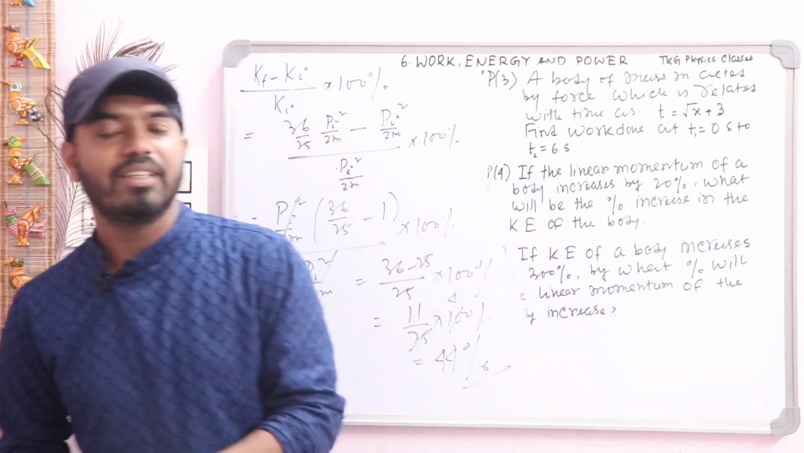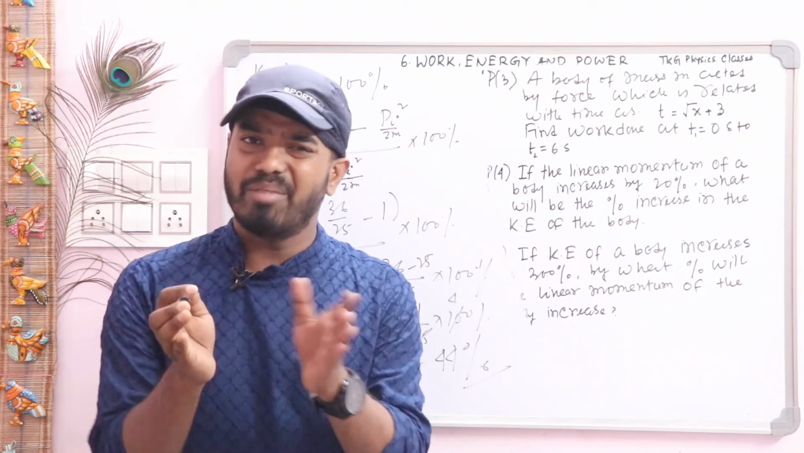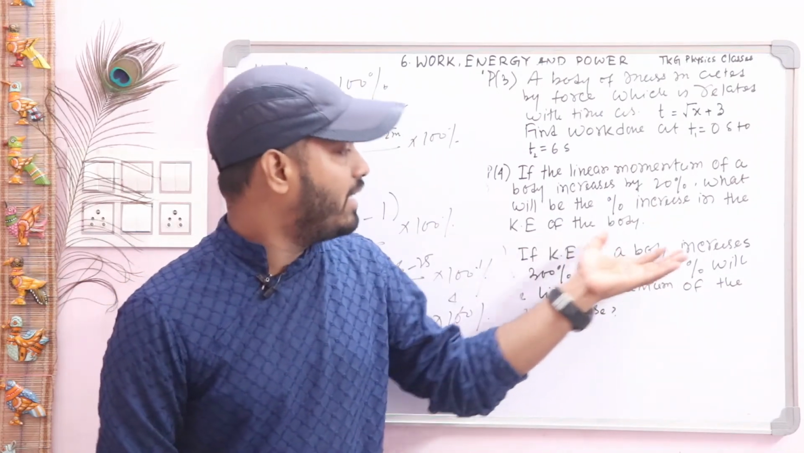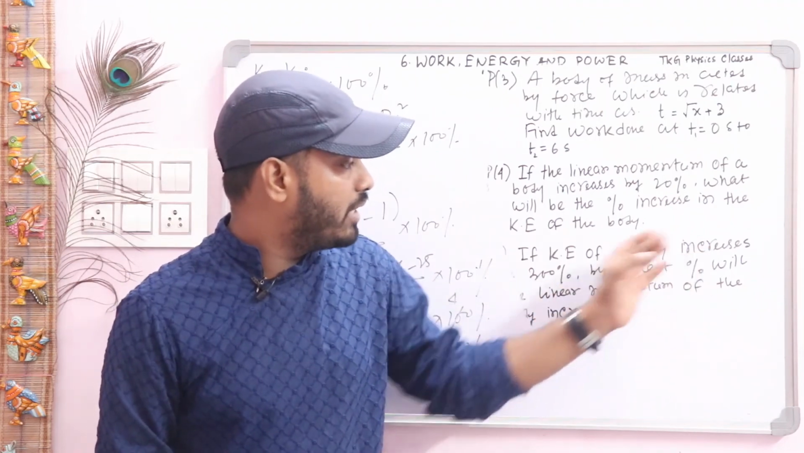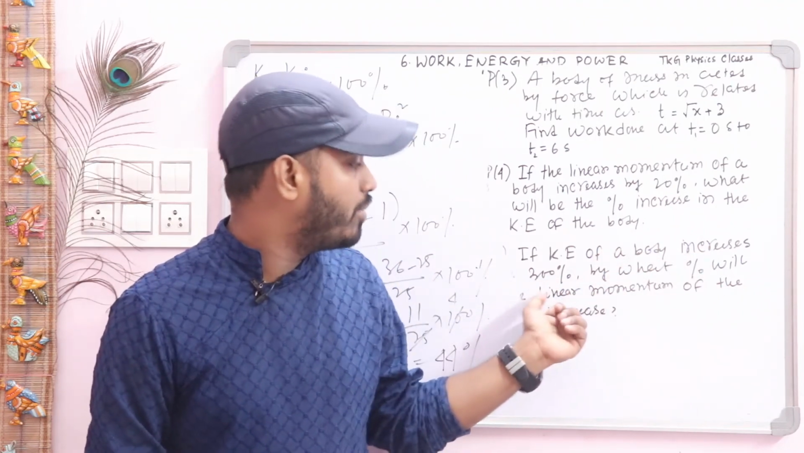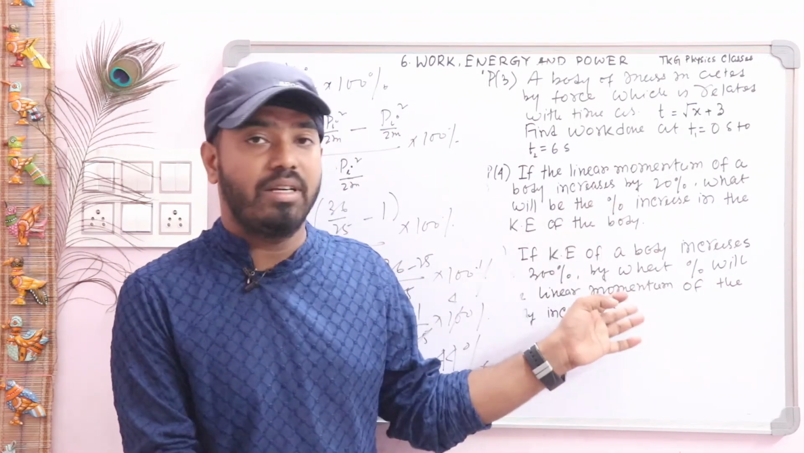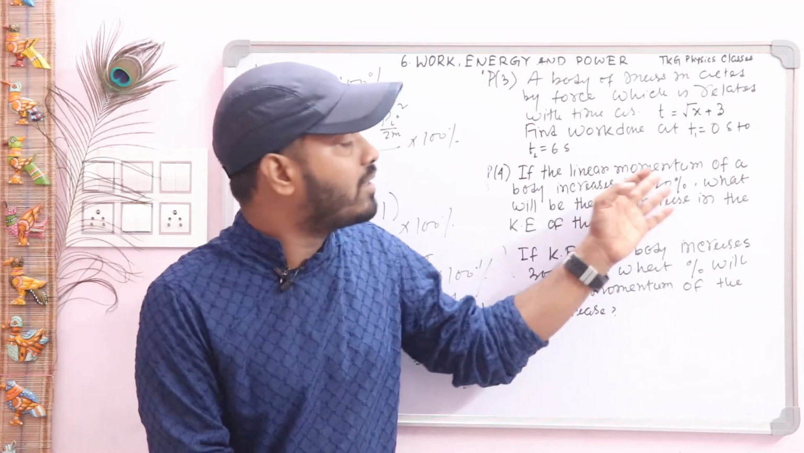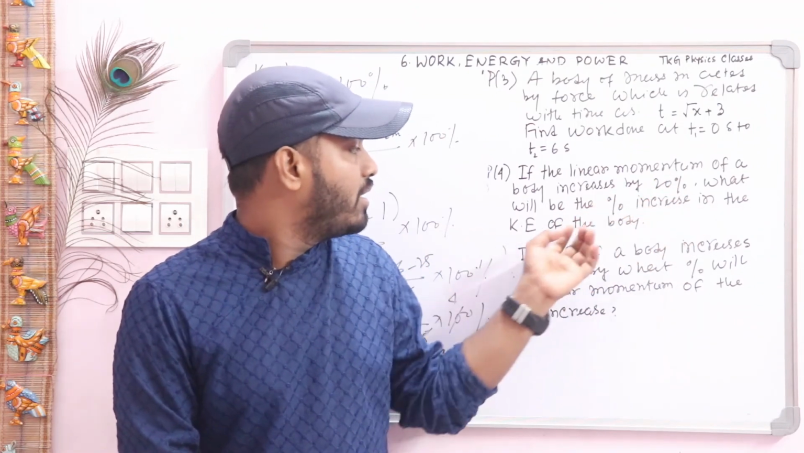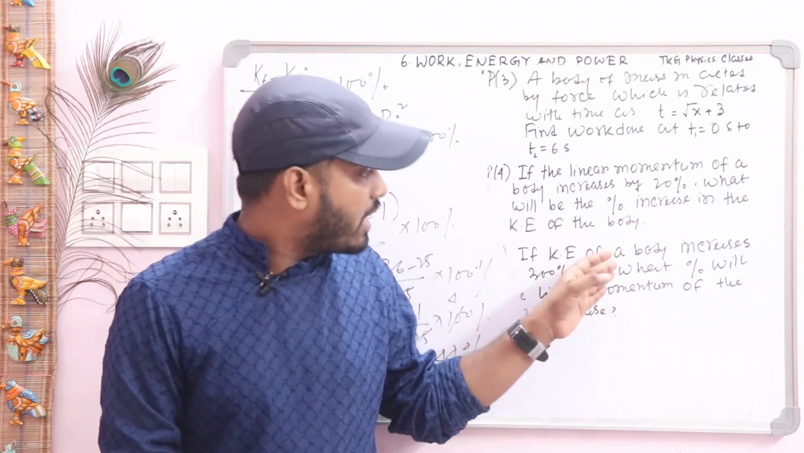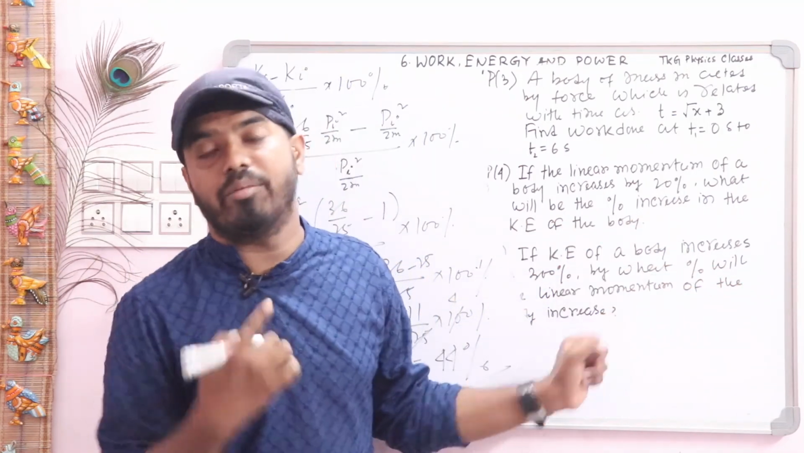You solve it and send the answer. Tell me the answer in the comment section. Same method. If the kinetic energy of the body is increased by 300%, by what percentage will the linear momentum of the body increase? Just reverse. Here linear momentum increase is given and you have to find out the percentage increase in kinetic energy, and here kinetic energy percentage is given, you have to find out the linear momentum percentage.